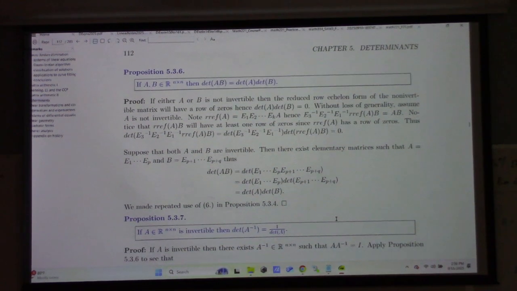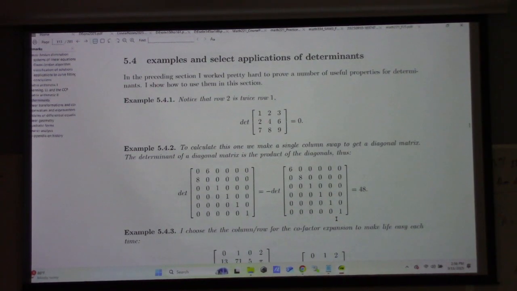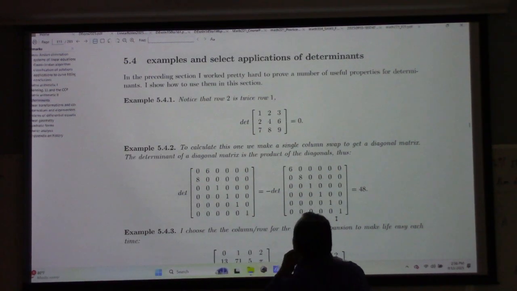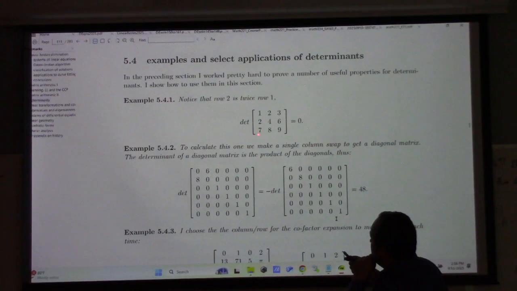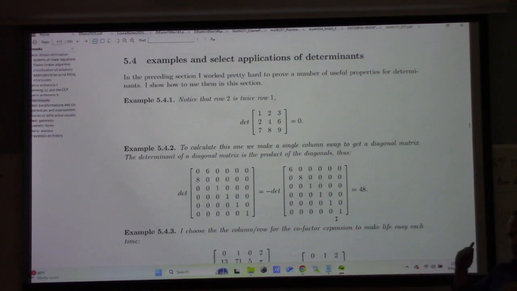Anyway, let's see here. So here's some select examples that I'll show you, because I don't want to write them out. 1, 2, 3, 2, 4, 6, 7, 8, 9. This one, notice that row 2 is twice row 1. If any row is a multiple of another, we can immediately conclude the determinant is 0. That's another theorem.